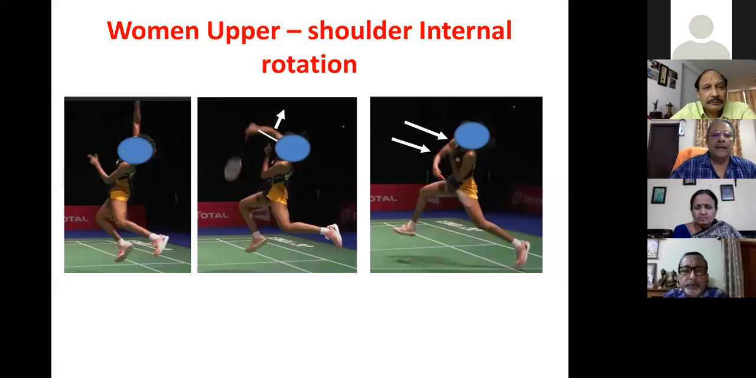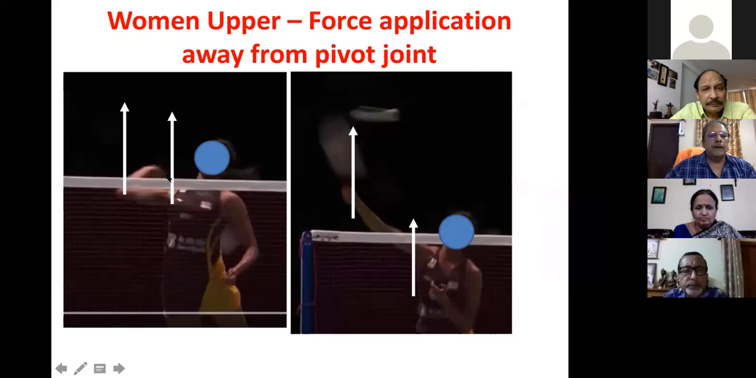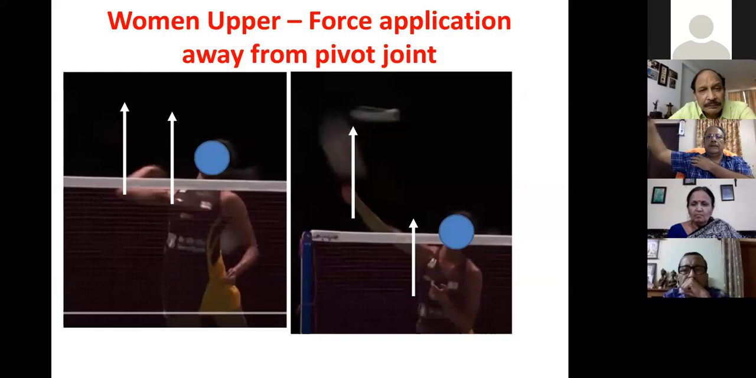Same way here, when you contact the shuttle in relation to the joint, they contact the shuttle away from the point of pivot, that is, the shoulder joint. Yesterday I gave you an example: carrying a bucket of water in line with the shoulder is easier as compared to carrying a bucket of water away from the shoulder. So any application of force away from the shoulder can result in some kind of shoulder injury. So the trainers and coaches who deal with badminton players, especially women, need to work a lot on the shoulder.